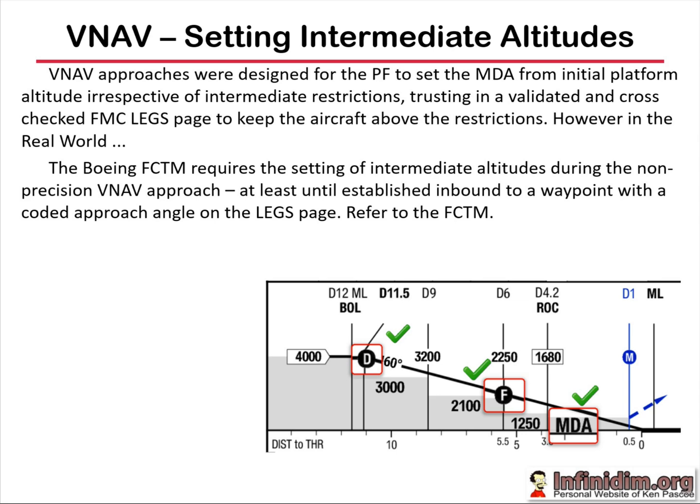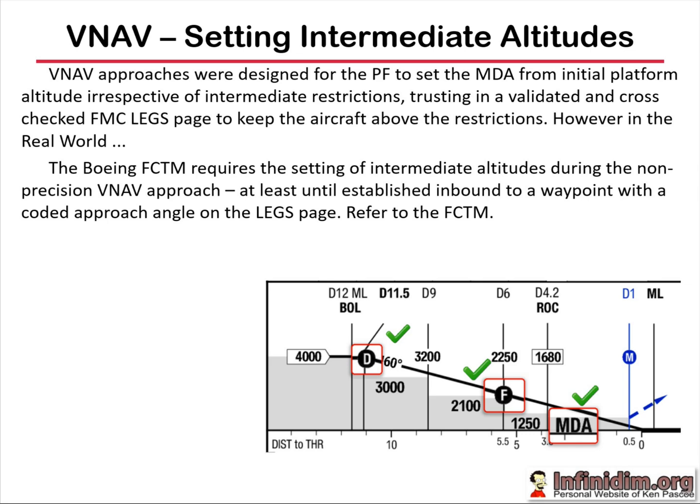Between the IAF and the final approach fix altitude, again, closely spaced restrictions can be skipped over, but you've got to meet them. But the FAF altitude restriction has to still be set. After the FAF, as long as an approach angle is published on the legs page, glide path angle, you can go straight to setting the minima prior to then setting the missed approach altitude.